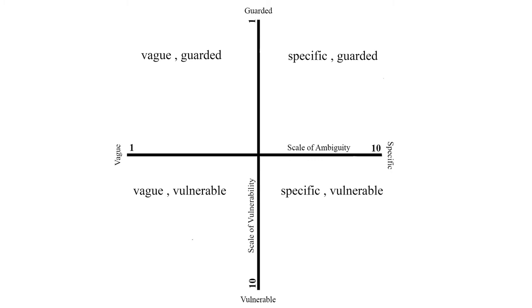Guarded art closes the curtains tight and does not readily give you information about the artist. You leave having learned about you. Vulnerable art invites you in without question. It reveals the artist's secrets before their names. You leave having learned about the artist.